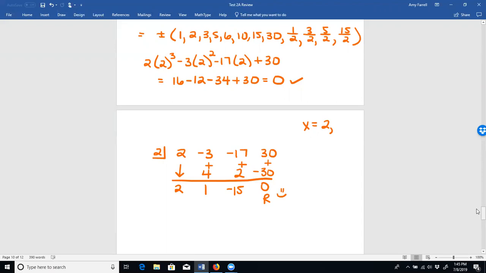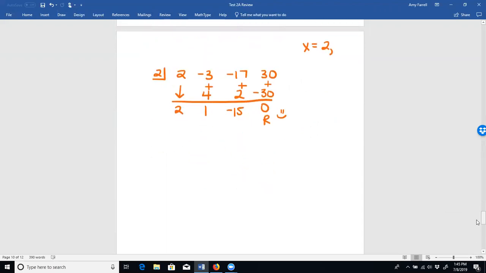If you don't get a remainder of 0, go back and check your work. It means the number that you think is a solution is not really a solution, or perhaps you made a silly error in your math here. Now what I have left is a quadratic expression here, but I can make it into an equation, set it to 0, and my remaining 2 solutions I can find by solving this equation.